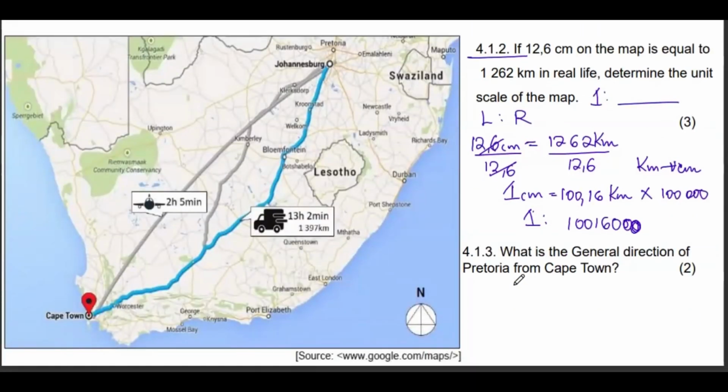What is the general direction of Pretoria from Cape Town? Meaning you're in Cape Town and you're heading to Pretoria. This is north east. So the answer here becomes north. North what?